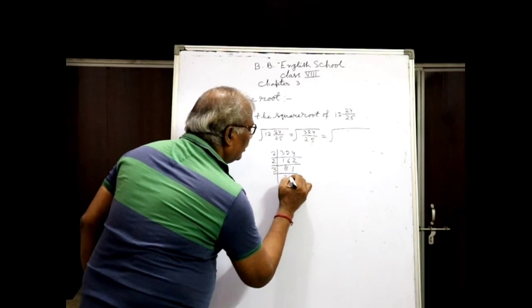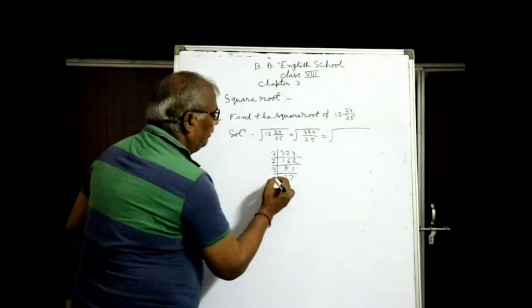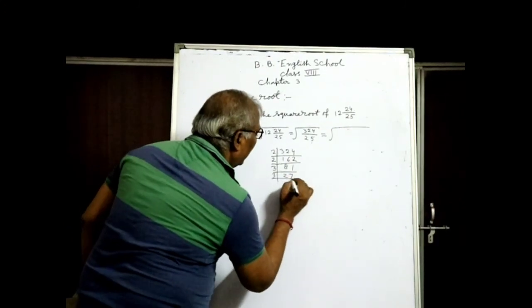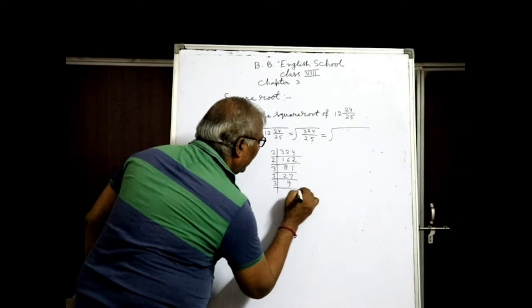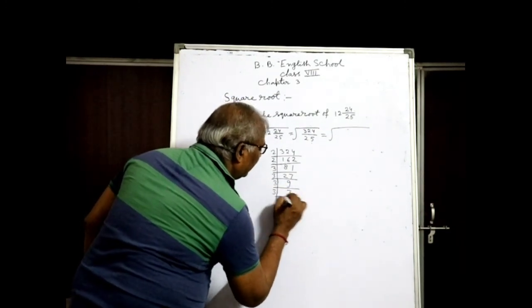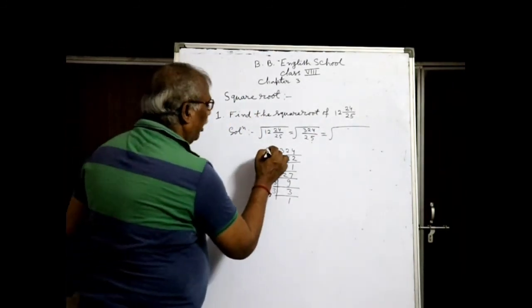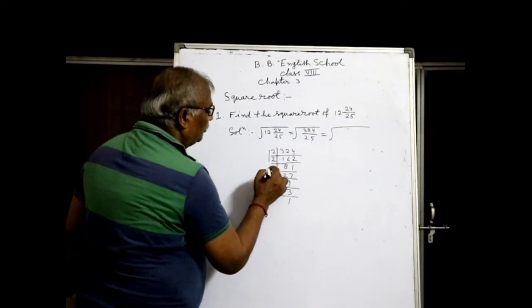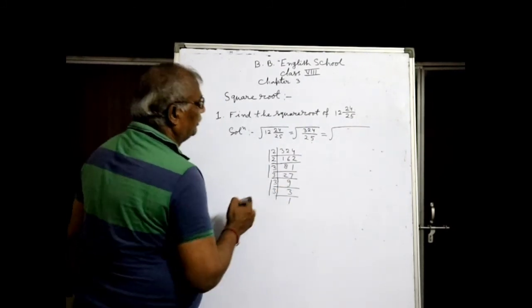2 ones are 2, 2 sixes are 12, 2 twos are 4, 2 eights are 16, 2 ones are 2. Now 81, divided by 3 we get 27, again by 3 we get 9, again divide by 3 we get 3, again divide by 3 we get 1. So we can form one pair of 2, a pair of 3, a pair of 3.